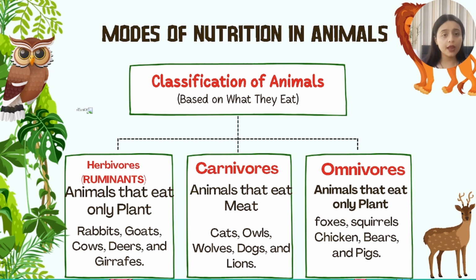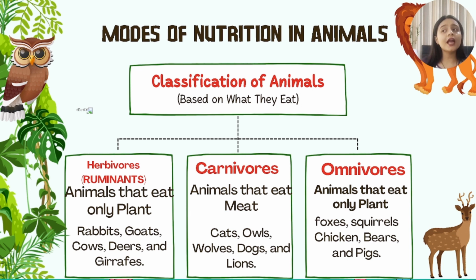We humans also have a heterotrophic mode of nutrition. In animals, too, the mode of nutrition is heterotrophic, but there are still different types of heterotrophic nutrition that take place in animals. We are going to see this classification of animals, which is based upon what they eat.